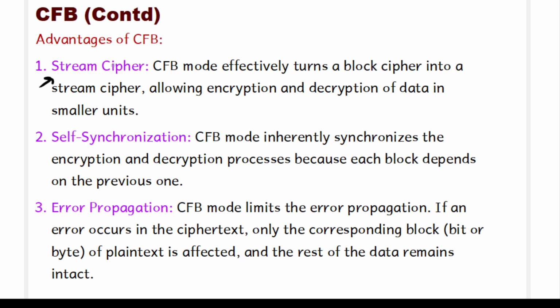We can use it as a stream cipher, for encrypting data which is in the form of a stream, that is either 8 bits or 1 bit. Then there is self synchronization. CFB mode inherently synchronizes the encryption and decryption process because each block depends on the previous one. And of course the error propagation is limited in this case as compared to the previous case. If an error occurs in the ciphertext, only the corresponding block of the plaintext is affected and the rest of the data remains intact, because we are only operating on 8 bits, not an entire block.